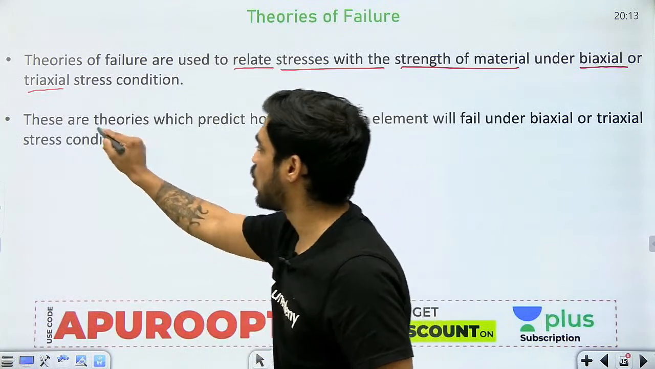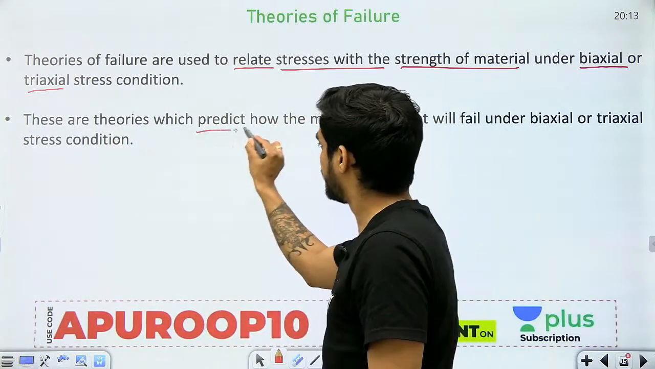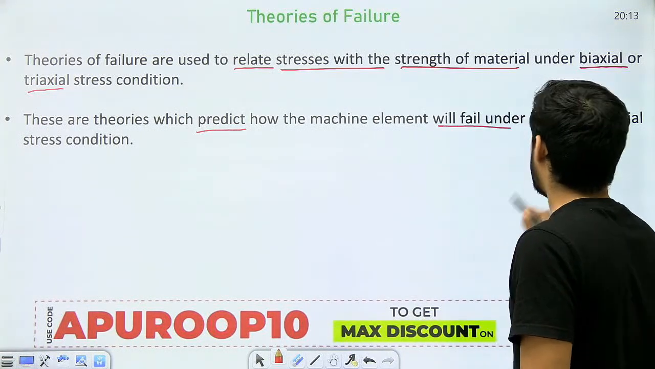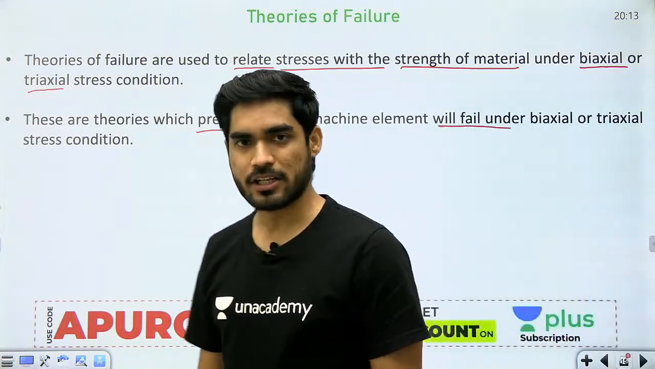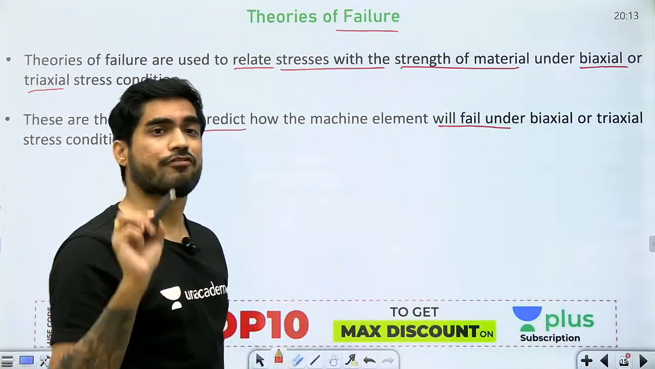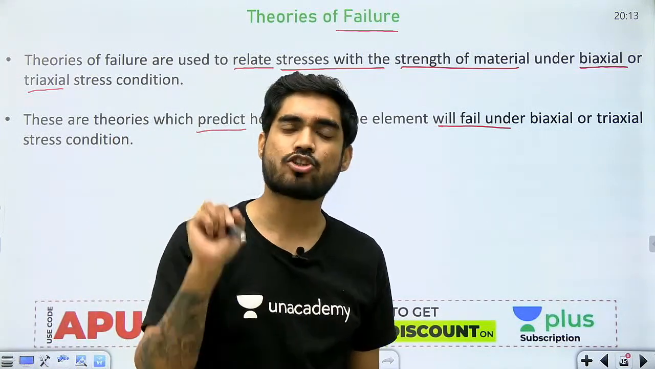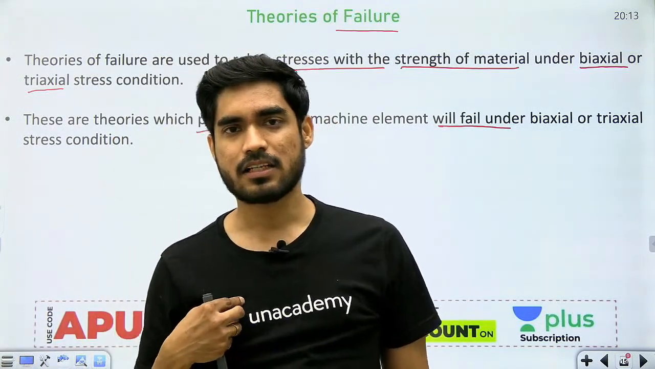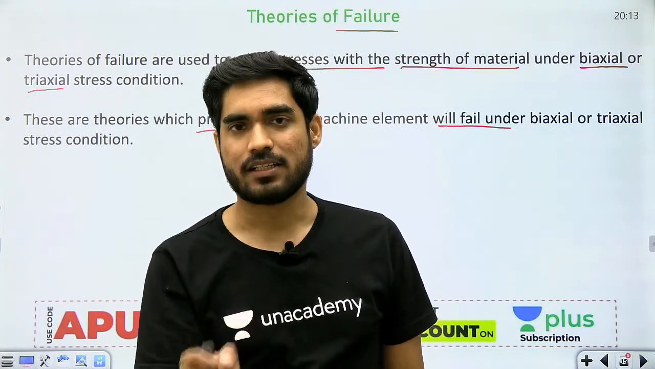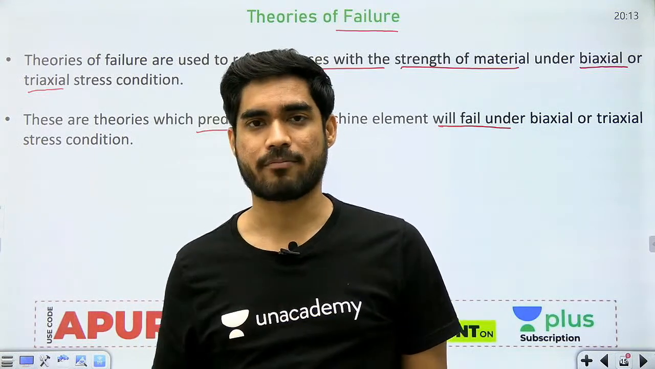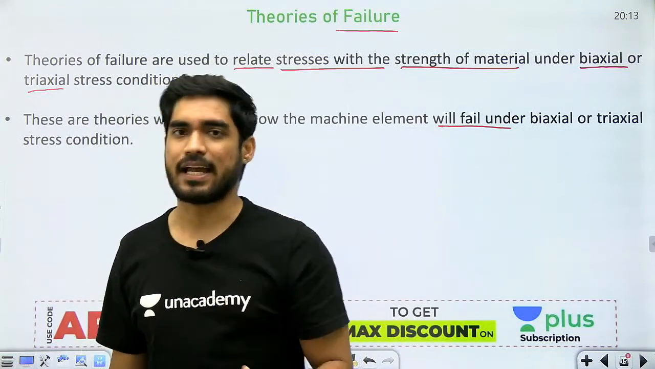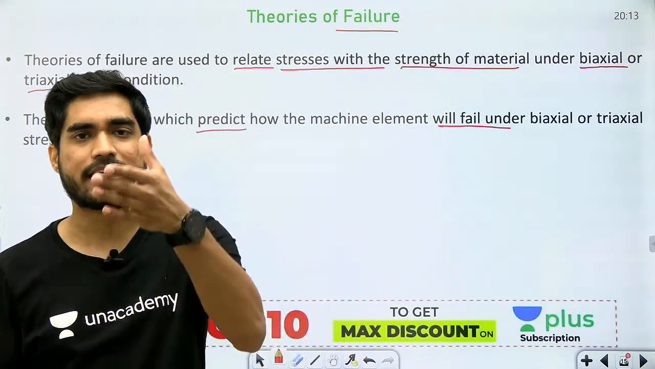Now these are theories which predict how the machine element will fail under biaxial or triaxial loading. Theories of failure, failure का मतलब समझो. Theories of failure means these theories are going to tell us how that machine element is going to fail under biaxial or triaxial loading. So what we do is we make some assumption. हम एक assumption लेते हैं और उस assumption से हमको एक relation मिलता है.